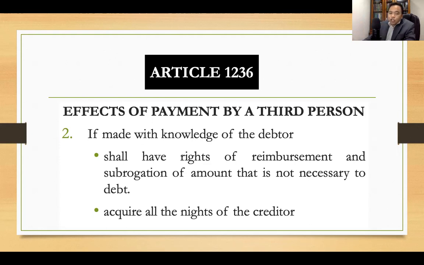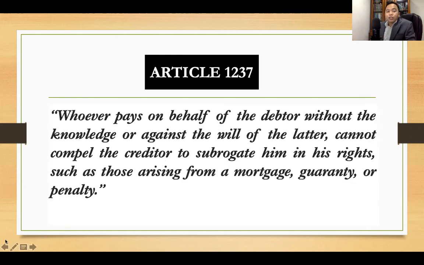When you say subrogation, class, the third person is subrogated to the rights of the creditor. What do you mean by this? That means that the third person will acquire all the rights of the creditor. That paying third person will step into the shoes of the creditor, and he now assumes the rights of the creditor and he can now demand reimbursement. That is what you mean by the term subrogation.